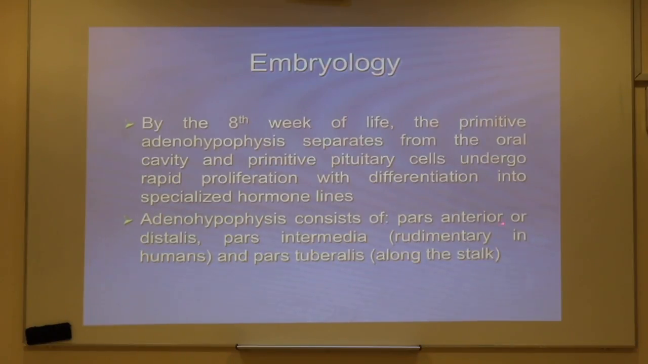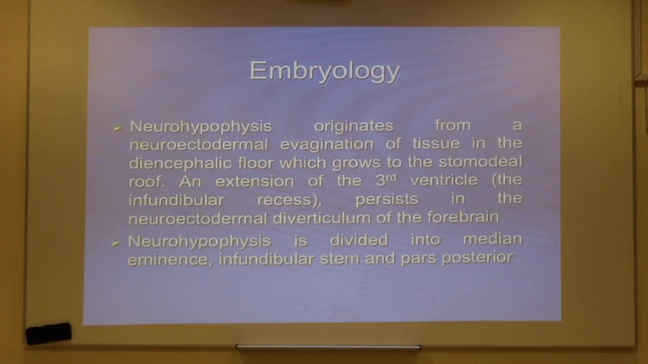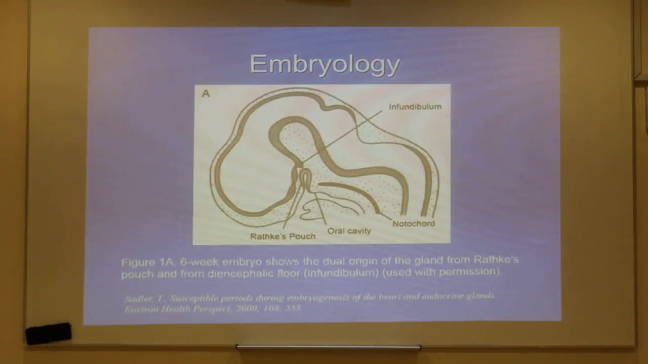Adenohypophysis consists of, as we know, pars distalis, pars intermedia, and pars tuberalis. Neurohypophysis originates from the neuroectodermal evagination of tissue from the diencephalic floor, which grows towards the stomodeal roof, an extension of the third ventricle. It persists as the neuroectodermal diverticulum of the forebrain, and the neurohypophysis is divided into median eminence, infundibulum, and pars posterior. You can see it here. This is the Rathke's pouch, and you can see the infundibulum here, which is coming down from the floor of the diencephalon.